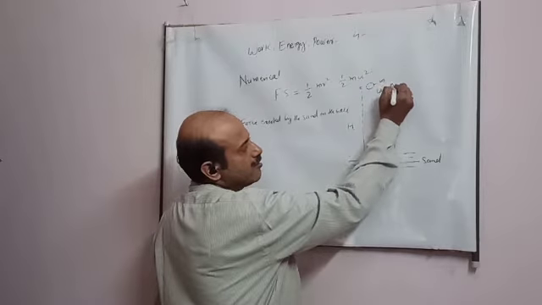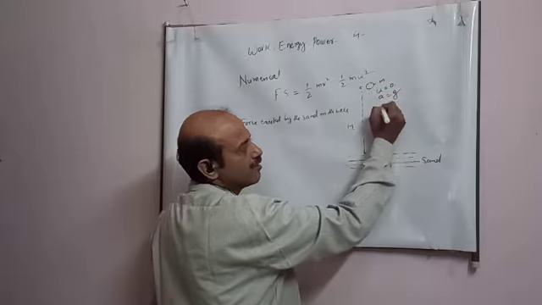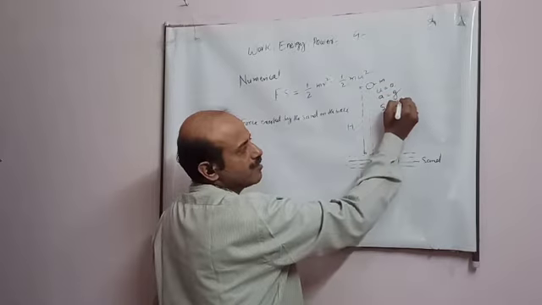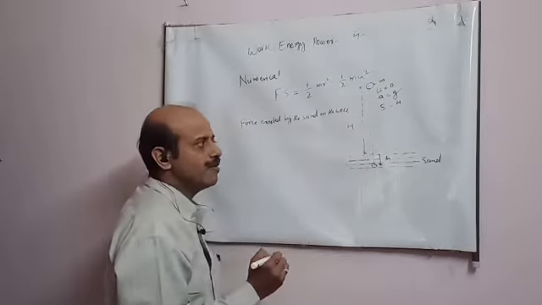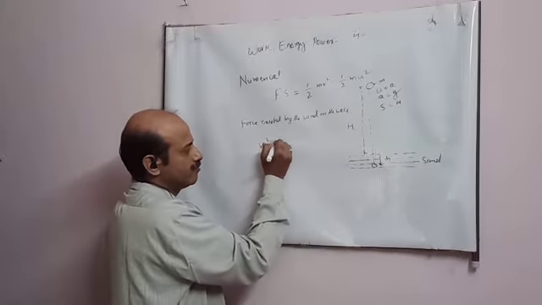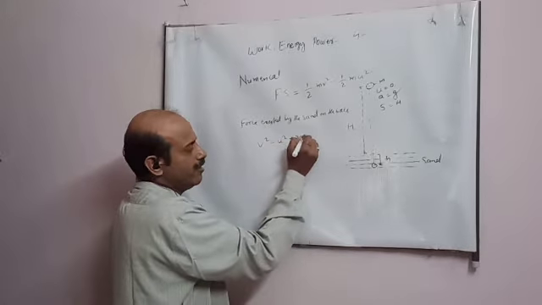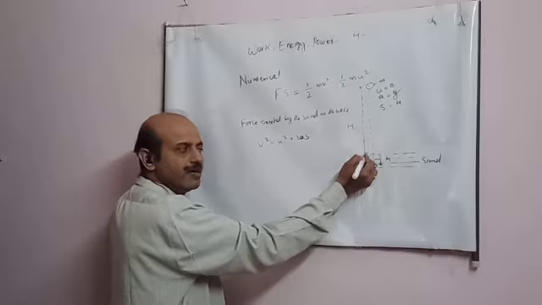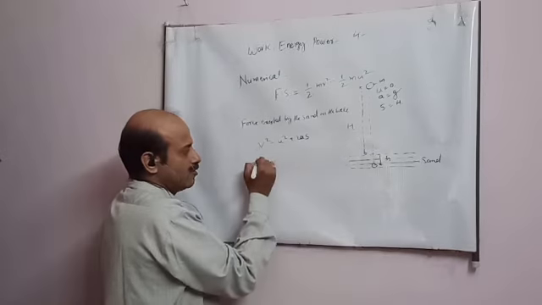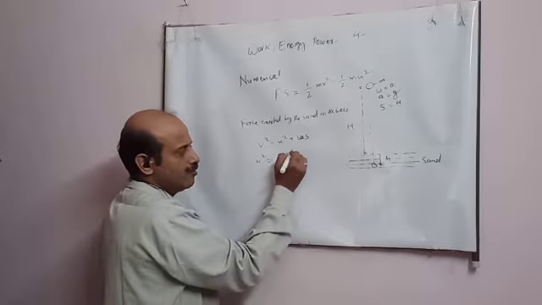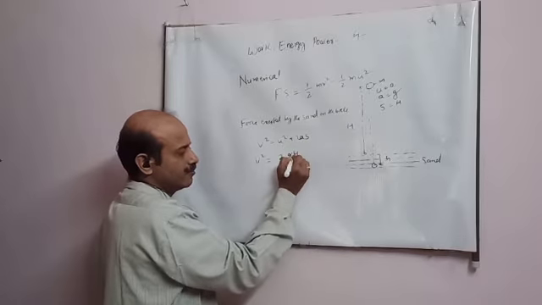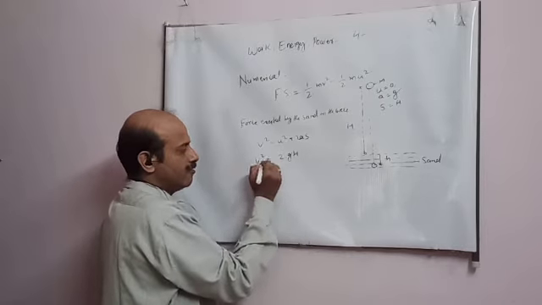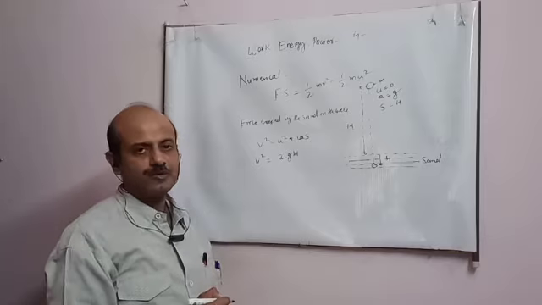Initial velocity is 0, student. Acceleration is g, and the displacement is h. So by the help of the third equation, student, we can find out the velocity attained here on the surface of the sand. So v squared is equal to 2gh. This is the velocity which is attained, v is under root 2gh, student.